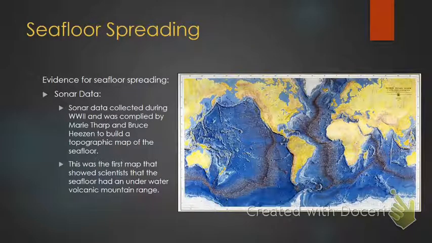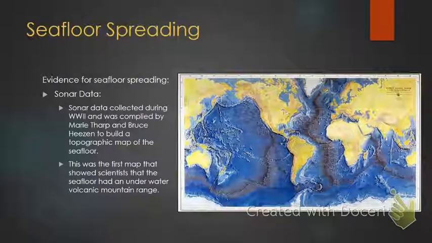The other evidence was sonar data. Sonar data was collected during World War II, and it was compiled by Marie Tharp and Bruce Heezen to build a topographic map of the seafloor. This was the first map that showed scientists the seafloor had a large, long, underwater volcanic mountain range. So those dark lines that you see there are the mid-oceanic ridges.